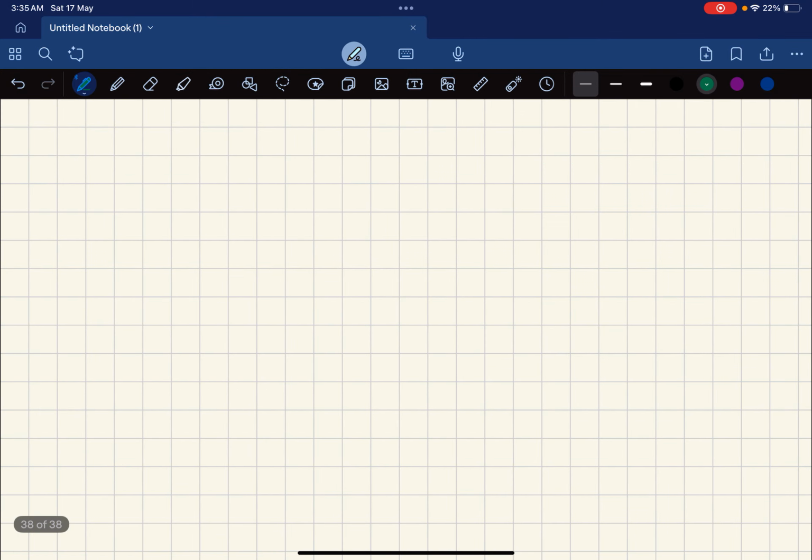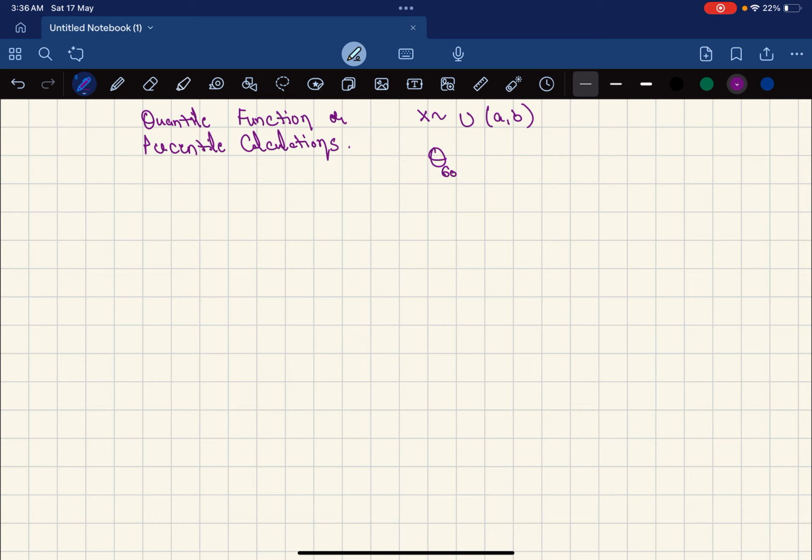Now moving further, we'll be looking at another new concept: something called the quantile function, or we can also call it percentile calculations. Let us say we have a uniform distribution again from a to b, and we want to calculate the 60th percentile. We call it Q60, the percentile for the distribution.